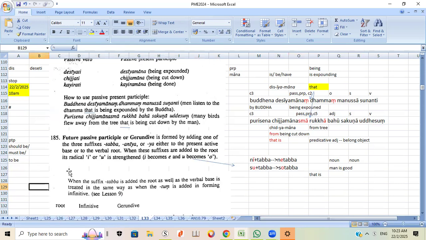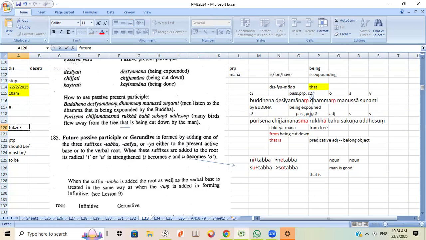So number 189, this is a future passive participle. Normally, we have future participle. Normally we use this future potential participle.